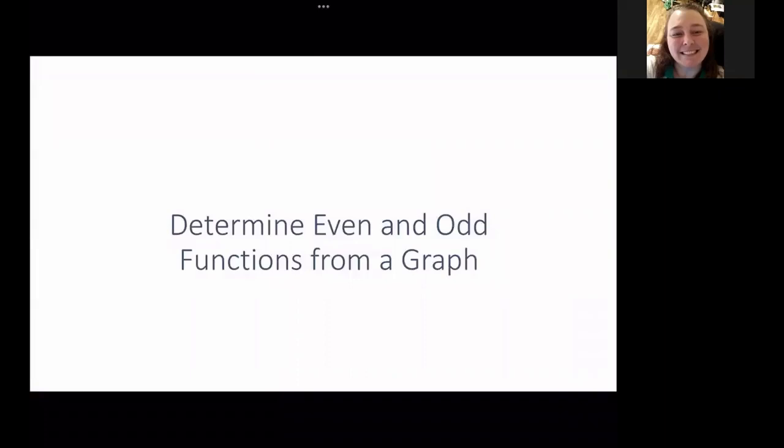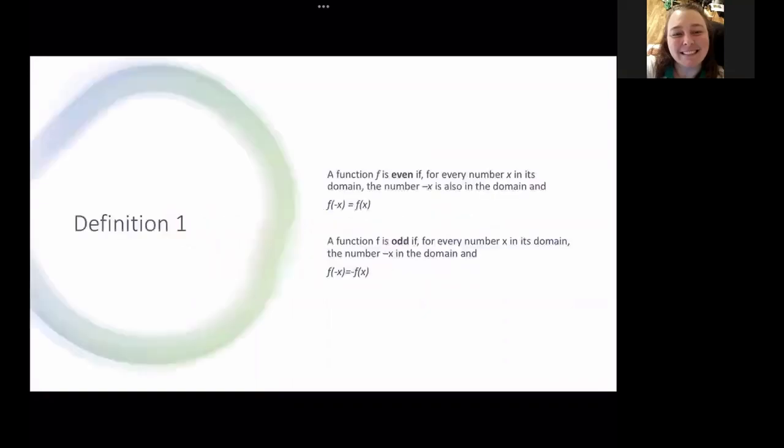So the first topic we're going to look at is even and odd functions just by looking at a graph. First things first, let's take a look at a quick definition. Definition 1 says a function f is even if for every number x in its domain, the number minus x is also in the domain. So what does this look like? It is basically if f of x is equal to f of negative x.